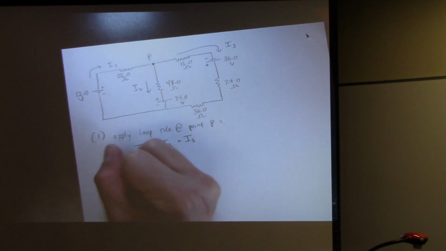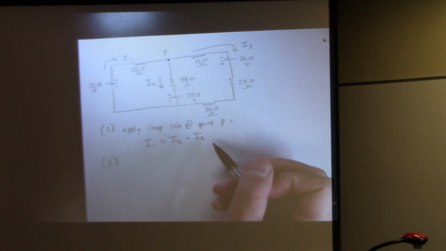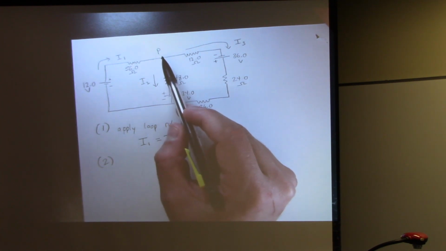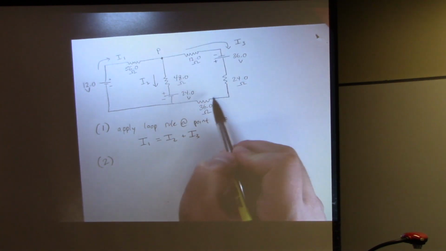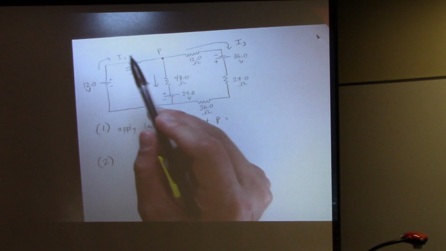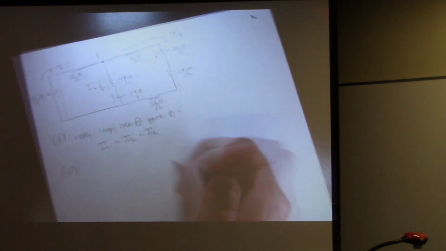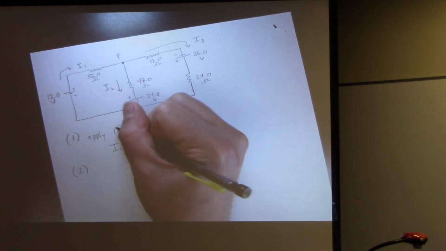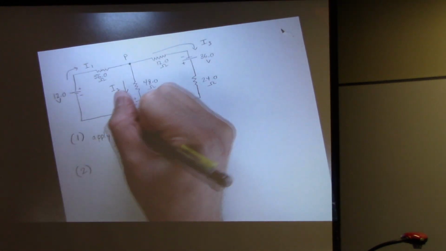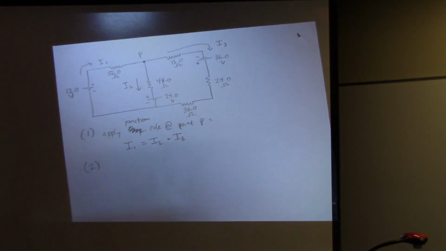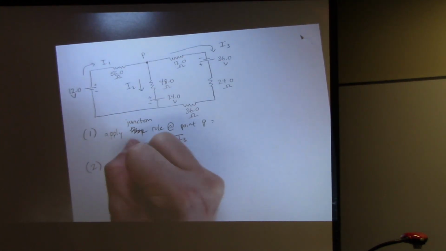Our second equation is a loop rule where we start at point P and then follow the outermost loop of the circuit until we get back to point P going clockwise. Okay, so this is, oh, I'm sorry. In step 1, we were applying the junction rule, not the loop rule. Okay. So step 2, now we're applying the loop rule.